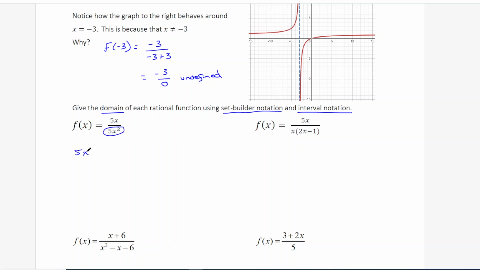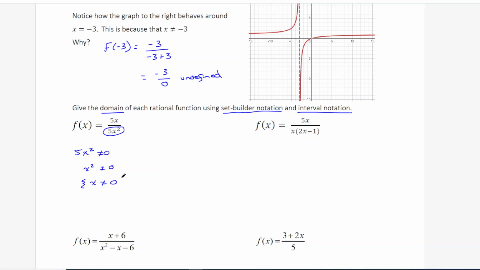So 5x squared cannot equal 0. And when you do this, then you're just solving an equation. Now this one's quadratic, but I could solve it algebraically using the square root method. So I'm going to divide by 5, which will still stay 0. I'll take the square root and it'll still stay 0. So x cannot equal 0. So for this function, if I was putting in values for x, I could put in everything but 0.